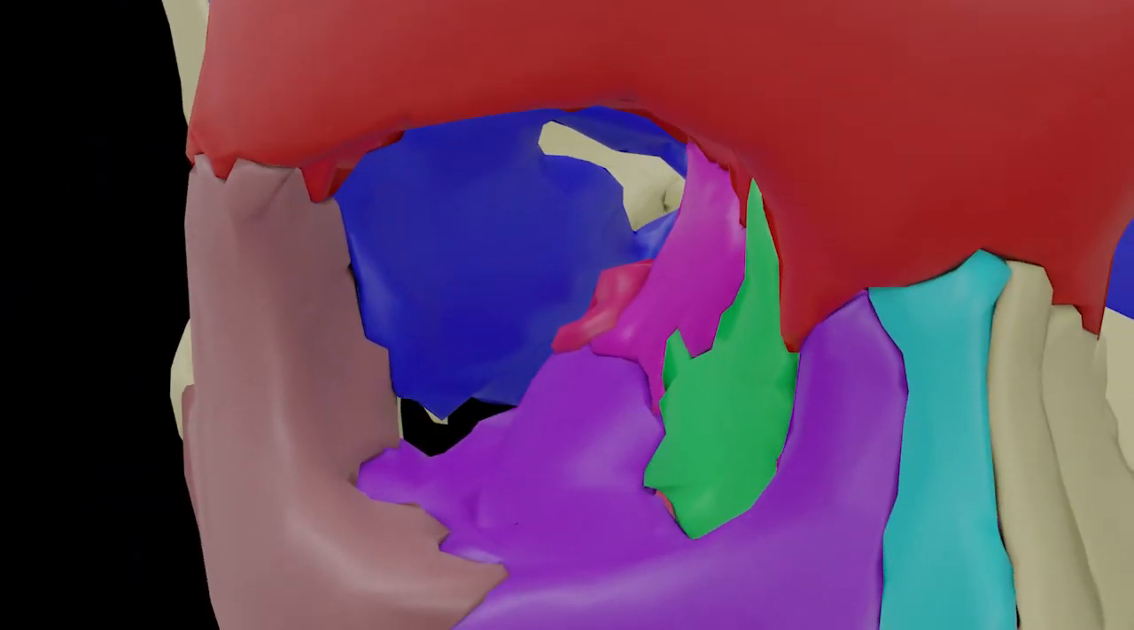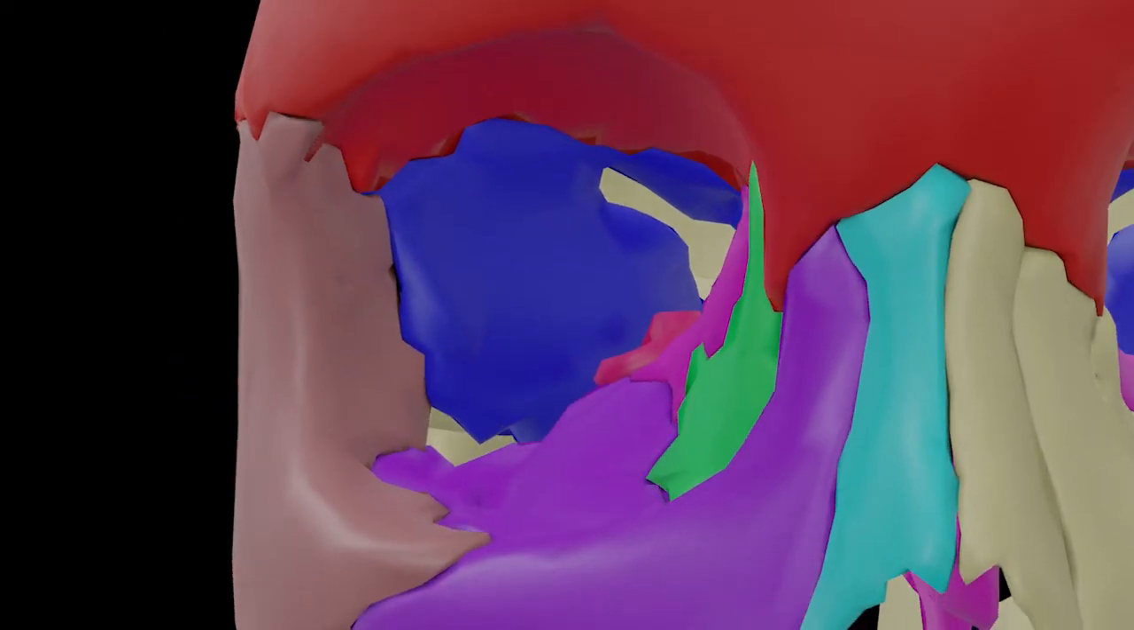Now moving to the floor of the orbit. The floor is formed by the orbital surface of maxilla and parts of zygomatic and palatine bones. The relations include maxillary sinus, which is present underneath the floor, and the features include the inferior orbital fissure, which opens into the infratemporal fossa and pterygopalatine fossa. Pterygopalatine fossa medially and infratemporal fossa laterally, and the infraorbital groove, which is present in the floor of the orbit.